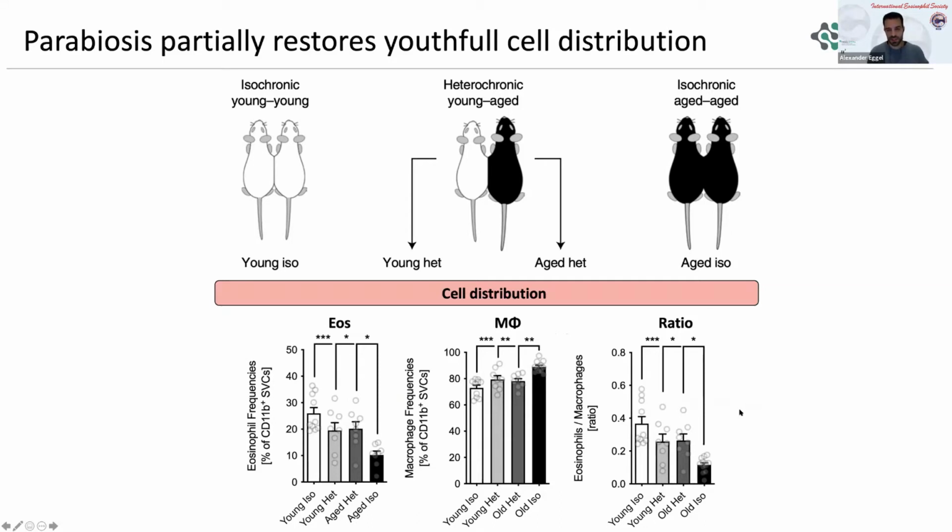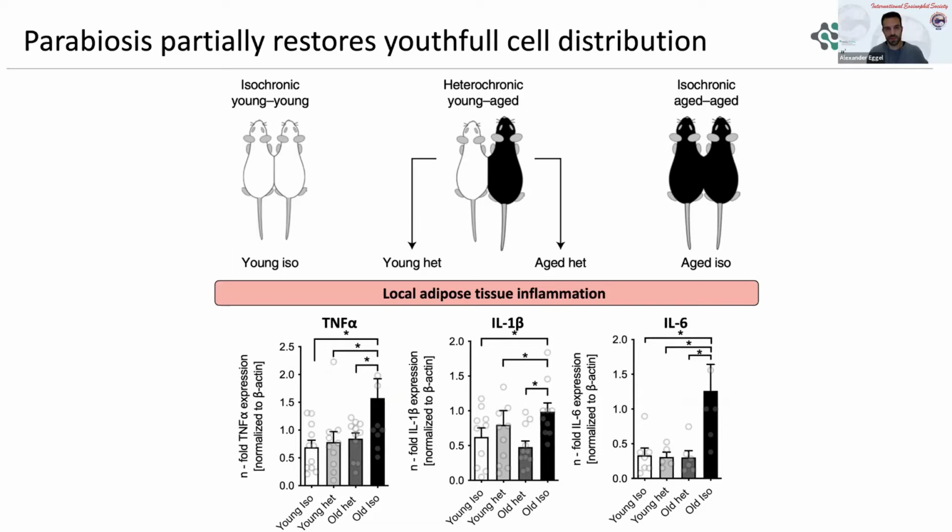Now, if we look at the inflammatory parameters locally in the fat of these parabiosis mice, we can see that the inflammatory markers go significantly down if you compare old ISO to old HET, across the board. Obviously, you could argue that upon parabiosis, a lot of different factors, not only cells, are exchanged between those mice. So we were looking for a cleaner system to phenocopy these findings.